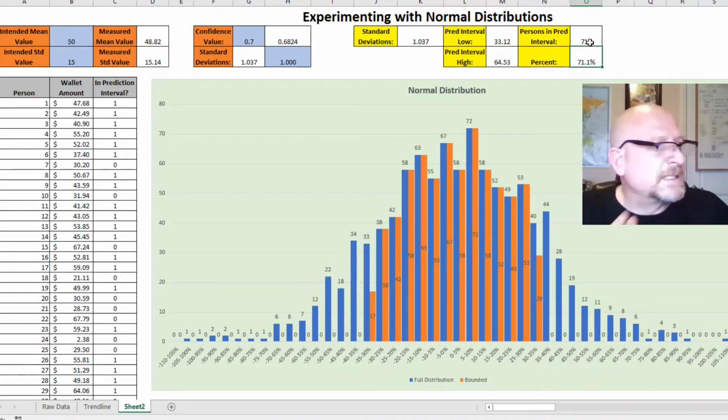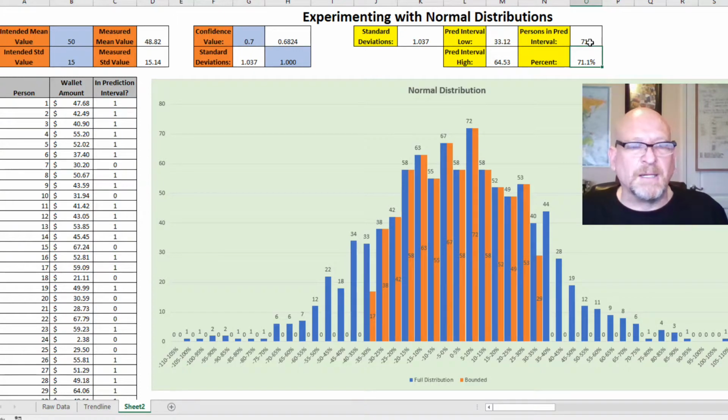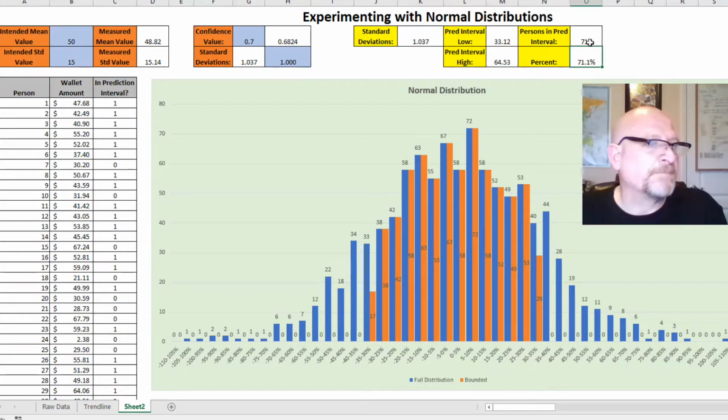The bottom line is this: we can use the fact that the data follows this normal distribution to make some predictions about the distribution of the data. And that is the beauty, and it really is a beauty of a normal distribution.